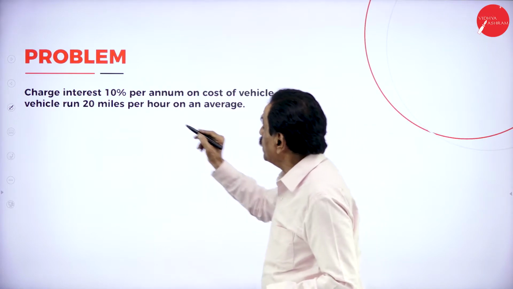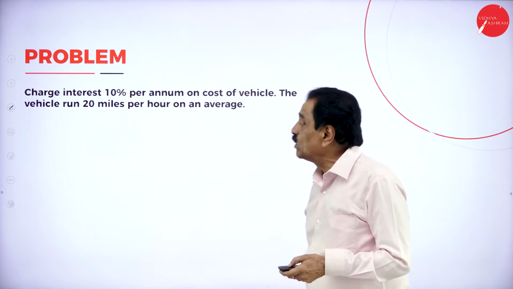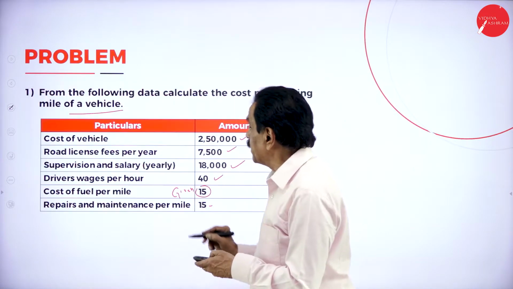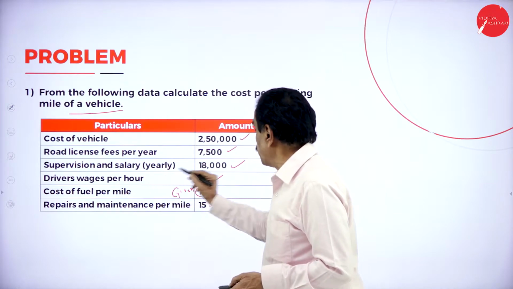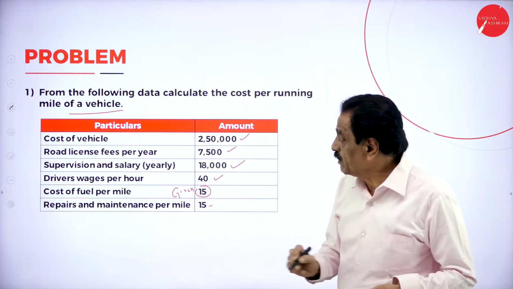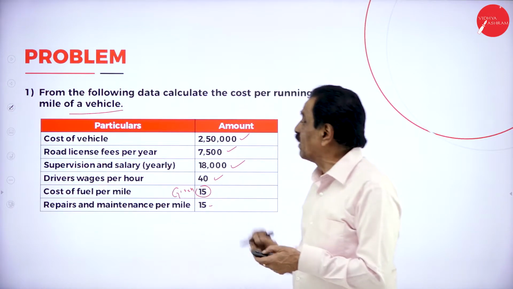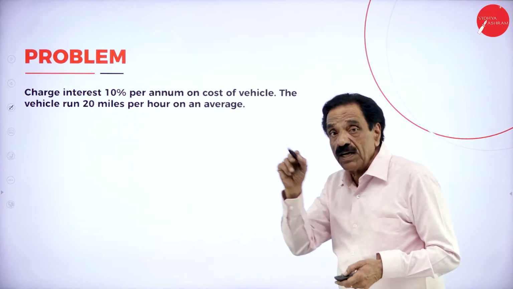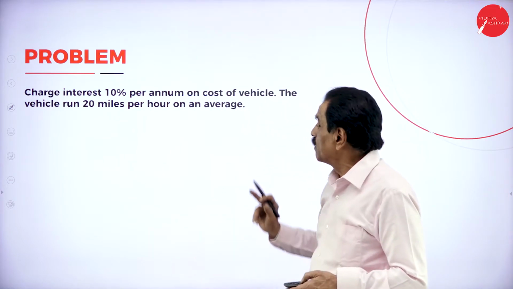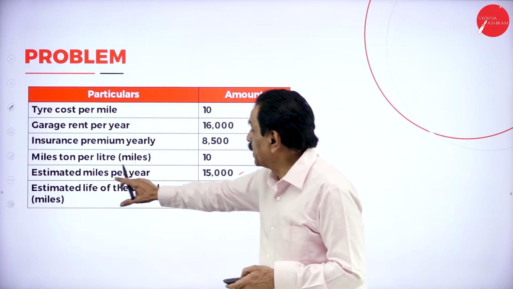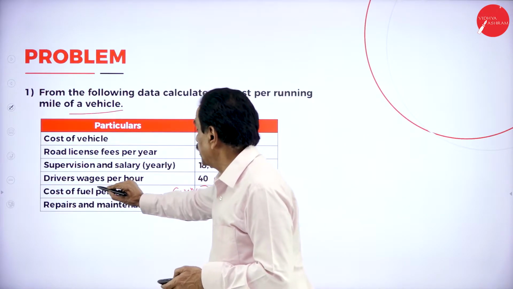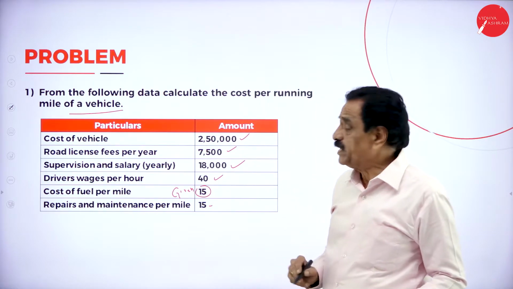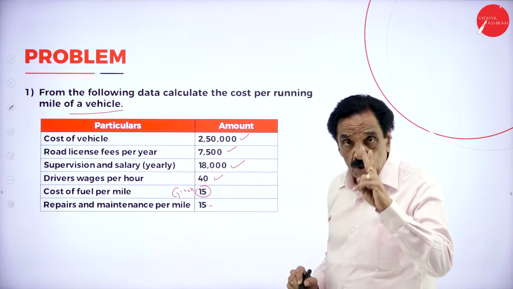The vehicle runs 20 miles per hour, he says. Here, driver wages per hour is 40. In one hour, how many miles will it run? 20 miles. So 40 divided by 20 is 2 rupees. That's all. Because the vehicle runs 20 miles per hour, and driver wages per hour is 40. In 40, how many miles will it run? 20. So 40 divided by 20 is 2 rupees.